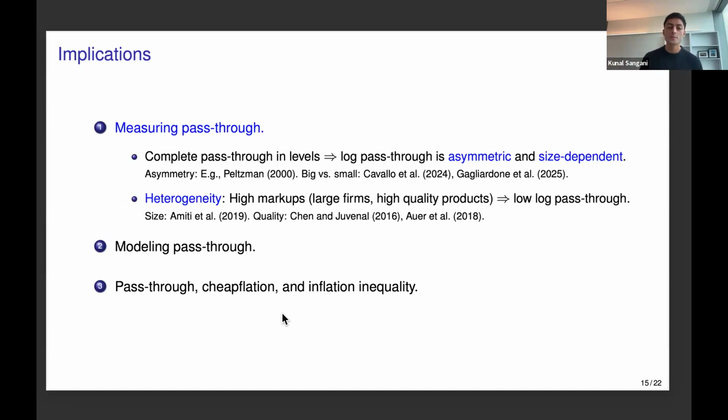We also saw some of the pattern in heterogeneity already when looking at rice products, but mechanically, if a firm has a higher markup, so a higher gap between price and cost, that's going to result in the firm having lower log pass-through. So if you think markups tend to increase with firm size or with product quality, then you're mechanically going to get lower log pass-through for large firms or high-quality products, consistent with what people have documented previously.